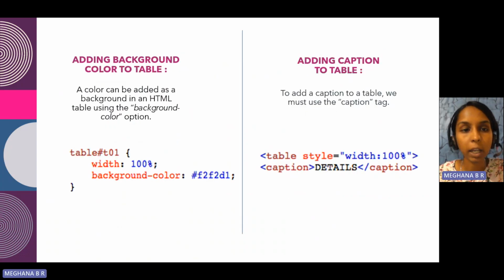Next is adding background color to the table. When we want a table to be colored, we use the background-color property. That is background-color: #F2F2D1, which is cream color. And table #T01 is nothing but an ID, so we'll see an example with that. And adding a caption to the table. Whenever we want a caption for a table, we use the caption tag, and the relevant syntax is provided.